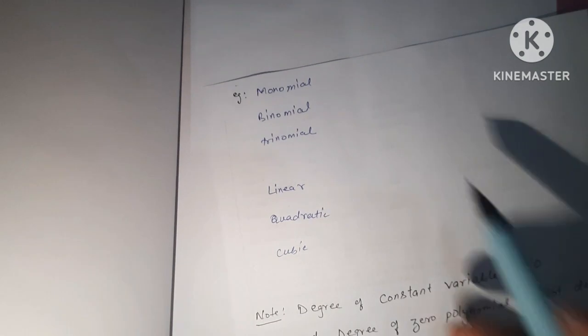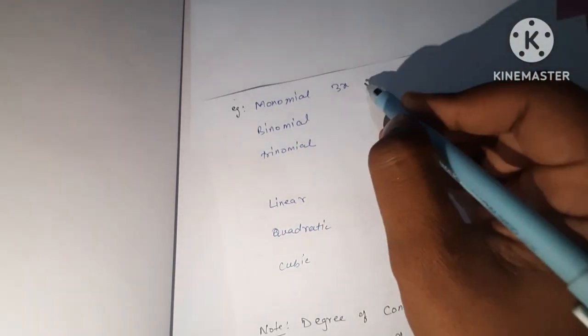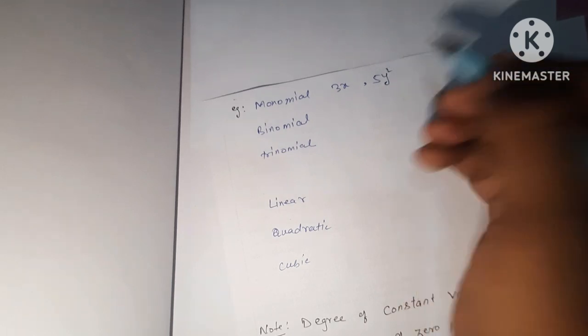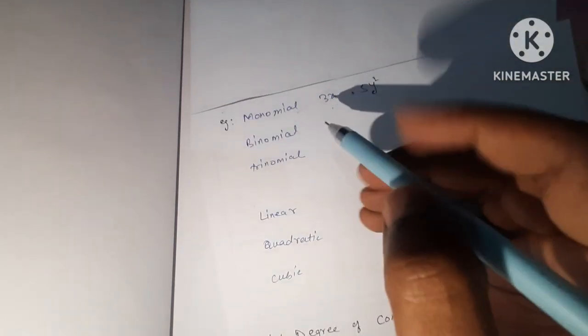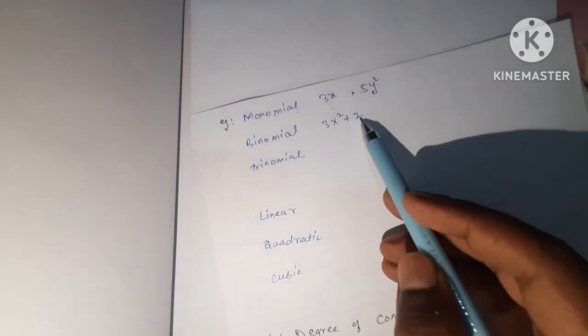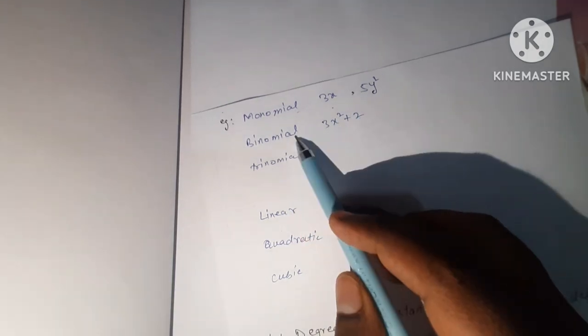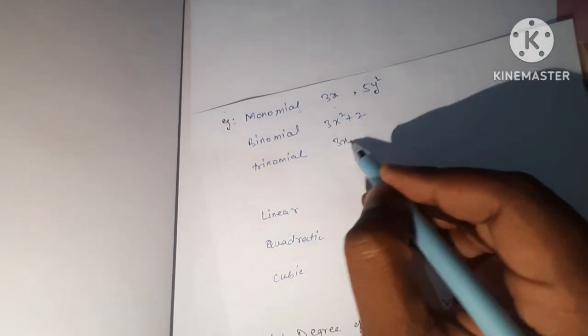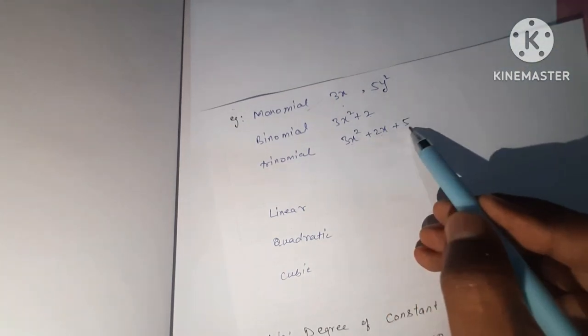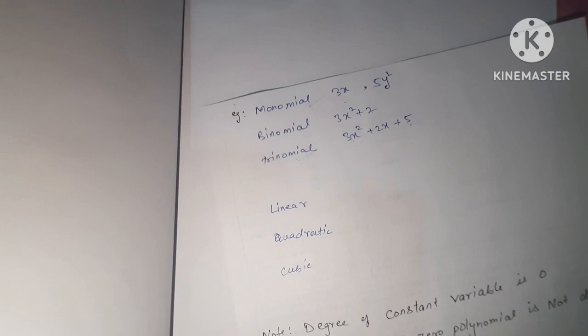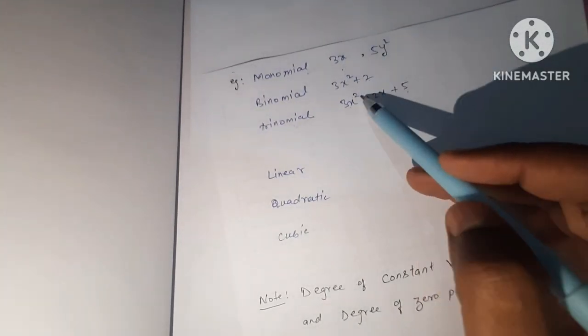Let us see an example of a monomial. Monomial means there is one single term, like 3x or 5y square. It is a single term. There is only one term. We call it a monomial. Binomial, like 3x square plus 2. Here there are 1, 2 terms. Then we call it a binomial. And if there are 3 terms, like 3x square plus 2x plus 5, 1, 2, 3, 3 terms are there, we call it a trinomial. This is on the basis of terms.